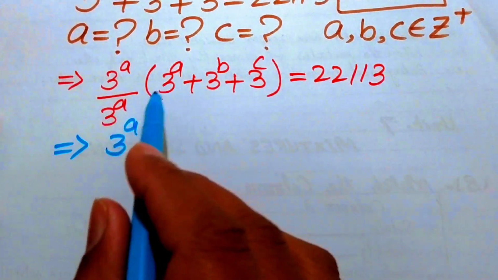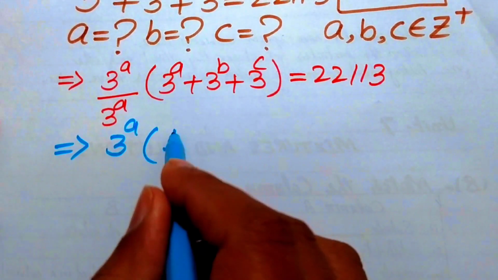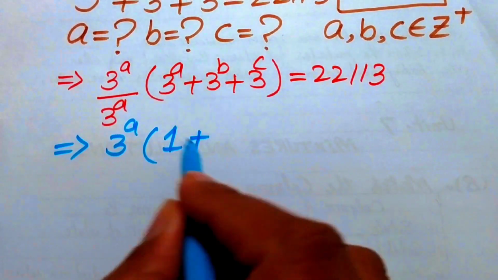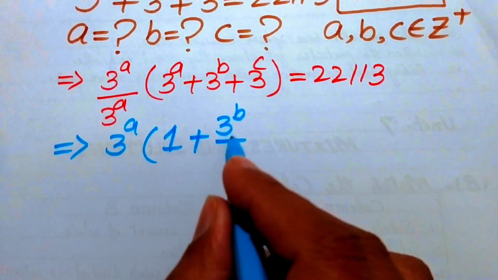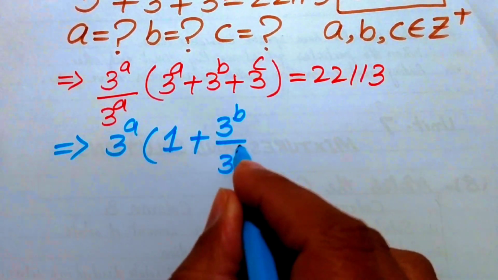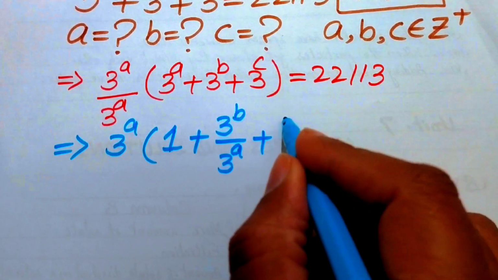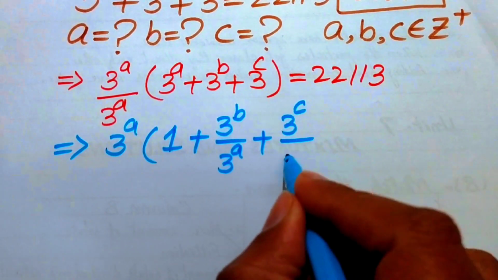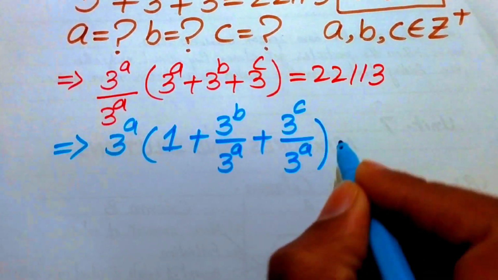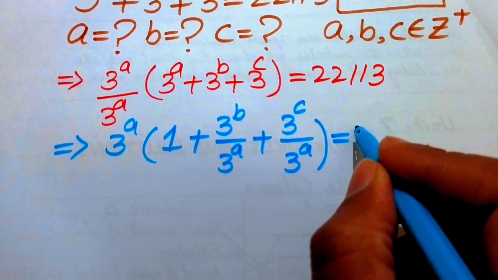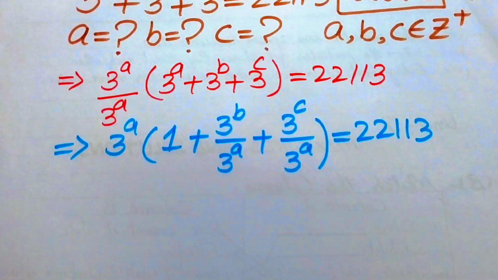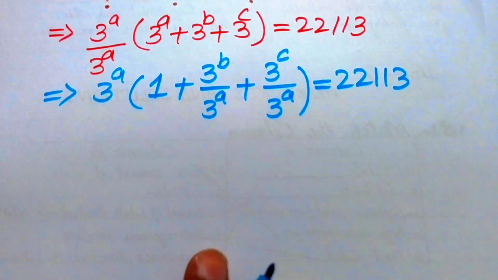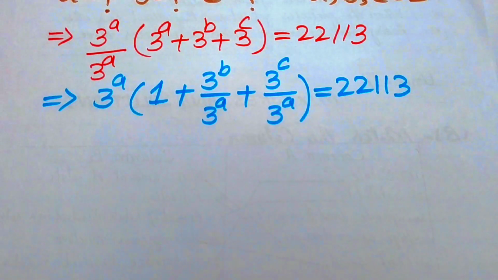When we divide this term by this, they cancel each other and we get plus 1, and we multiply it by 3 to the power of b, then you get 3 to the power of b over 3 to the power of a, plus 3 to the power of c over 3 to the power of a, and in the right hand side we have 22,113. In the next step, we first find the prime factors of the right hand side.